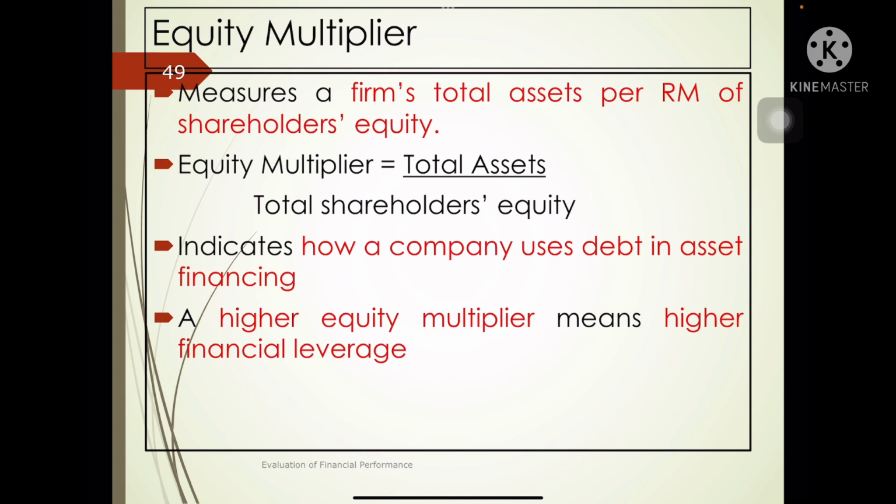The equity multiplier measures the firm's total assets per RM of the shareholders' equity. So how to get the equity multiplier? It equals total assets divided by total shareholders' equity. This indicates how a company uses debt in asset financing. So we have to see how they use debt in order to finance their assets. A higher equity multiplier means higher financial leverage.